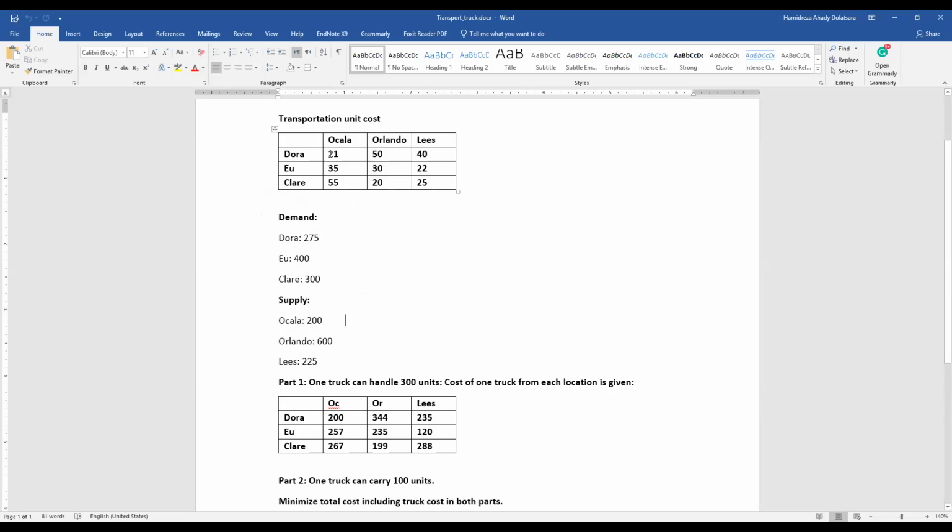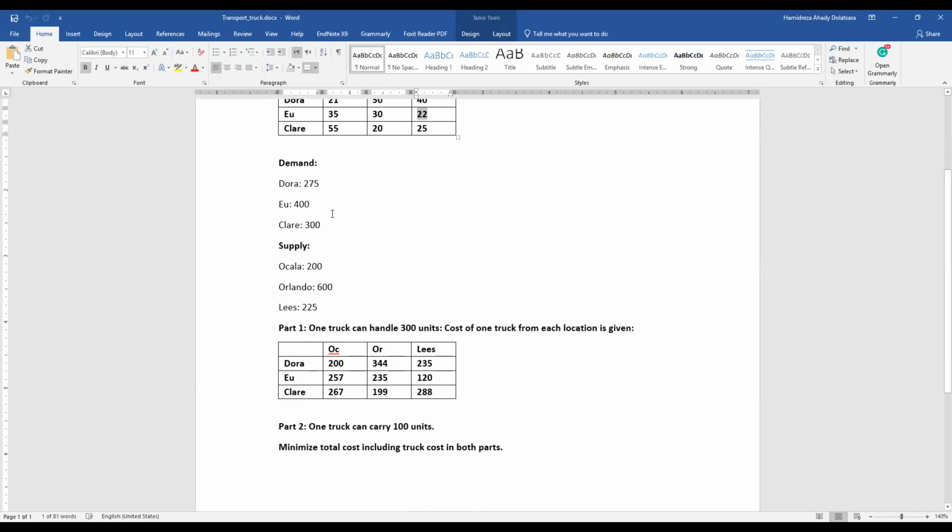And you see a unit cost in this table. For example, if you send something from Ocala to Dora, each unit costs 21. If you send a unit of goods from Leeds to EU, it would be 22, and same for the others.